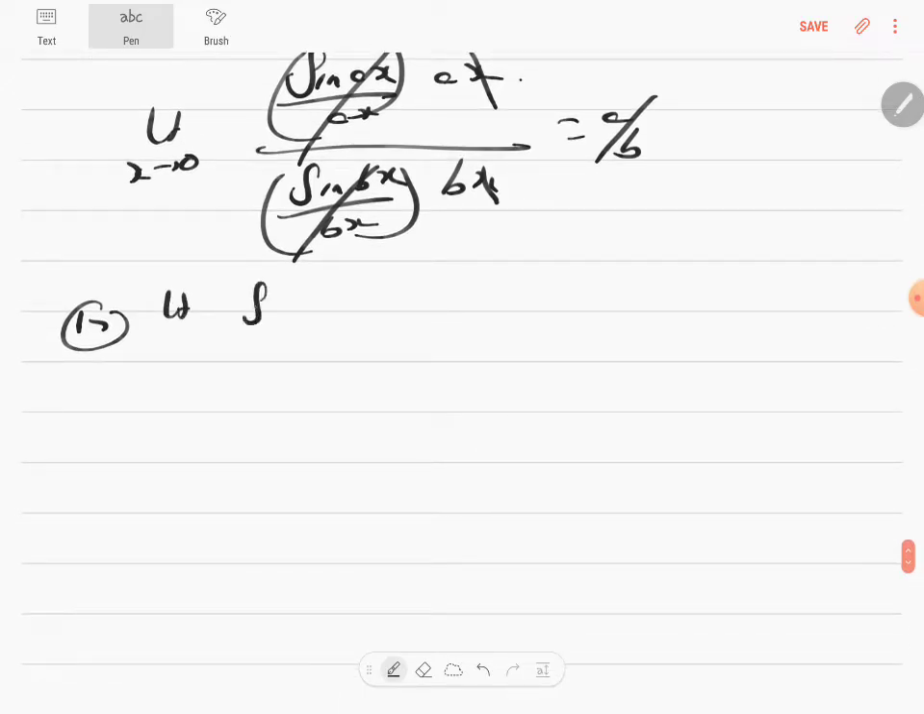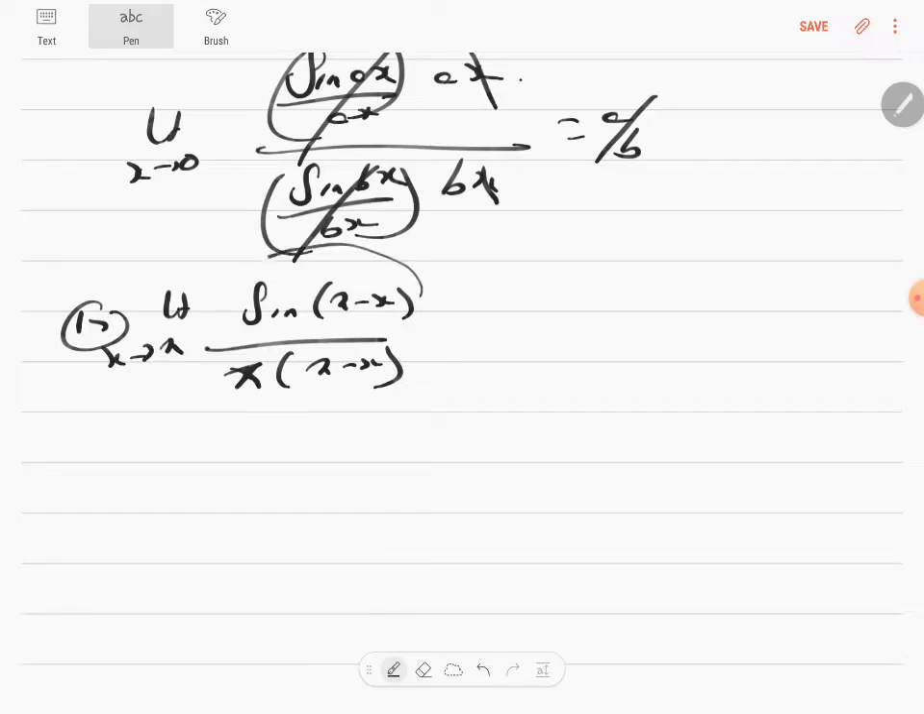Limit of sin of pi minus x by x into pi into pi minus x, limit x tends to pi. Can you see sin theta by theta is already there?